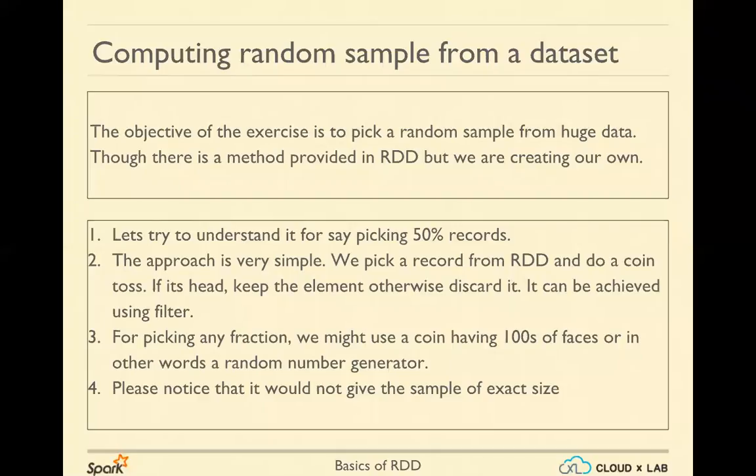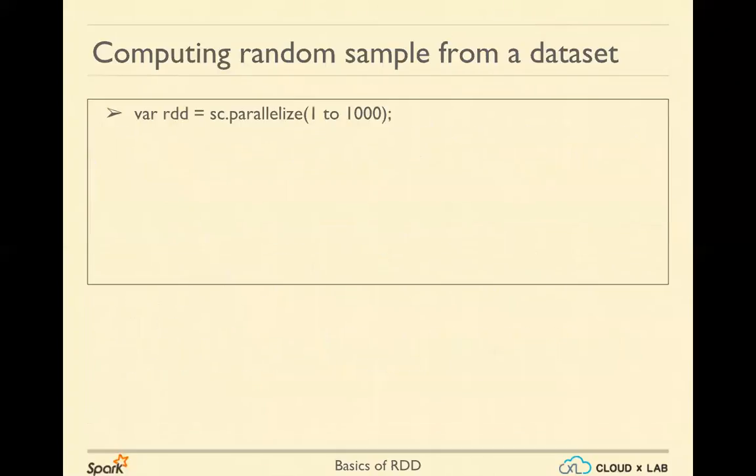Please notice that this would not give a sample of exact size. It would give a sample of approximately the size we are requesting, but not exact. All we do is, against every record, we do the coin toss. So we do 100 coin tosses, and if it is heads, we retain it. If it is tails, we don't retain it.